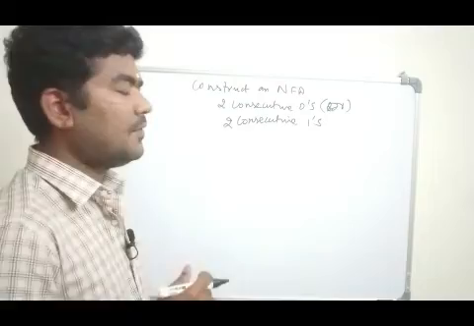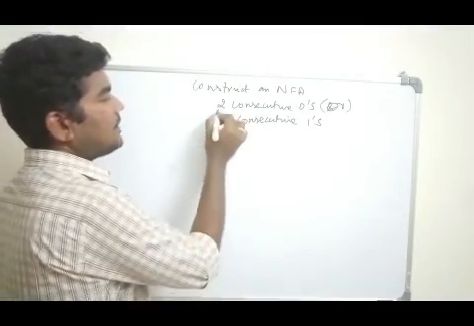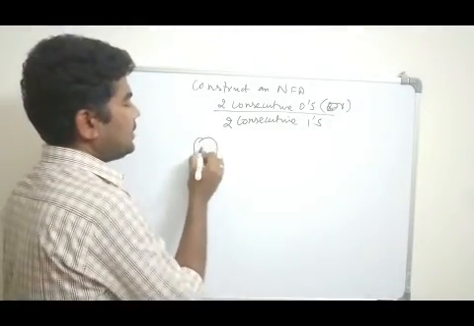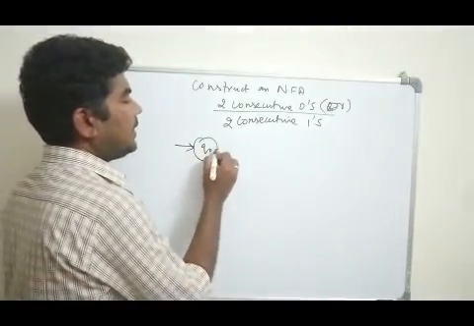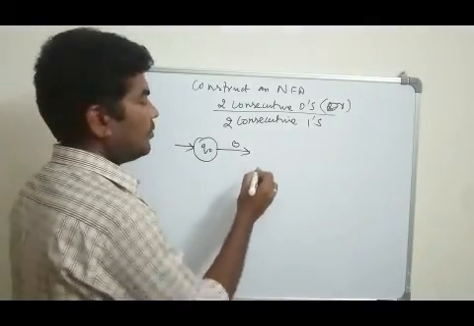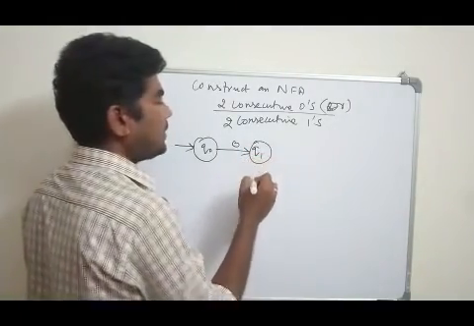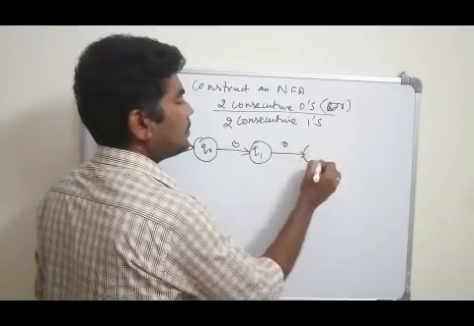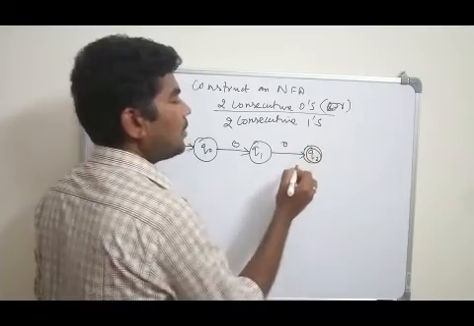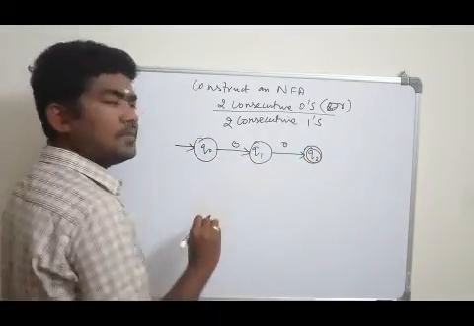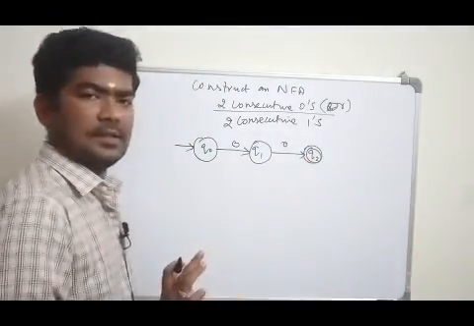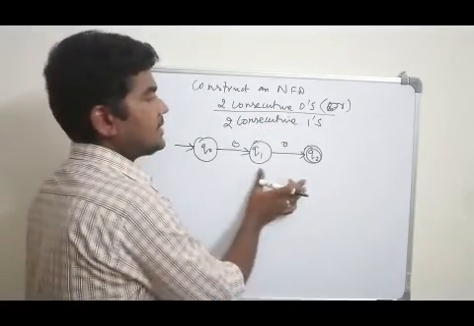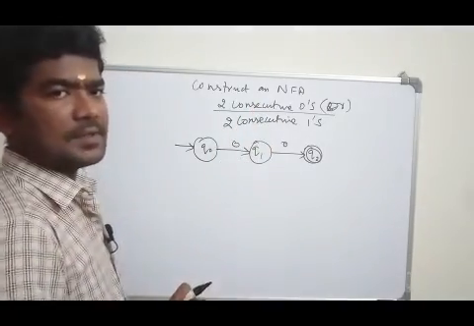In the first step, we'll construct the NFA for two consecutive zeros. We take an initial state Q0 with a 0 as input, then move to the next state Q1, and then to Q2. Since it has two consecutive zeros, we need to reach the final state here. That will be the transition diagram for two consecutive zeros.